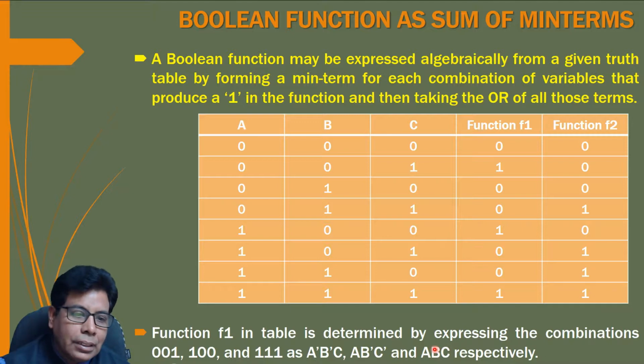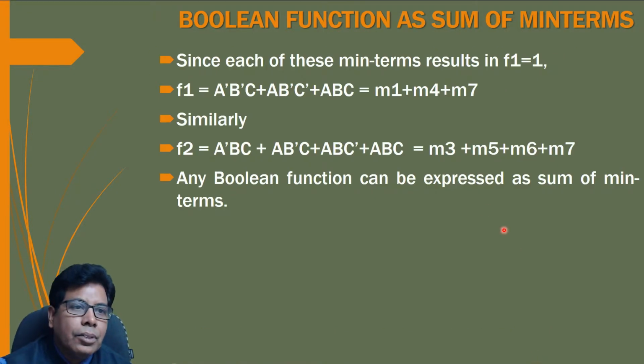So that is what we have seen in the last table. In this way we have to express the combinations of ones and zeros in the form of the variables a b c, like that. Once we express that, we can write the equation. Let us see how we can write. Since each of these minterms results in f1 equal to 1, we can represent f1 as a dash b dash c plus a b dash c dash plus a b c. So that is the sum of the minterms m1, m4 and m7.